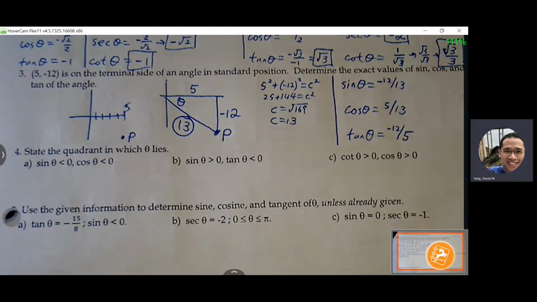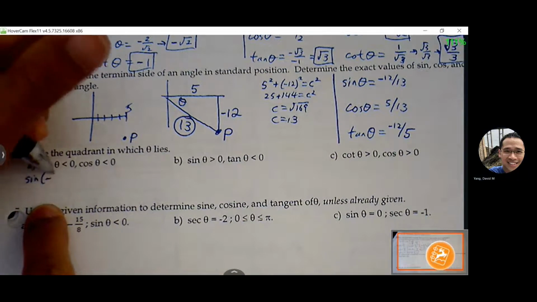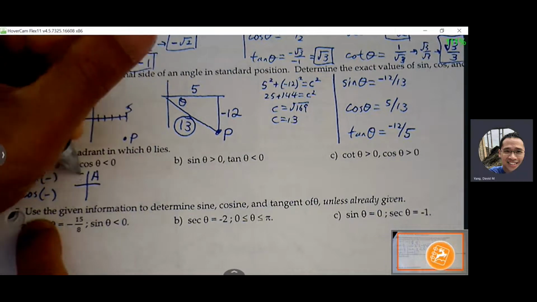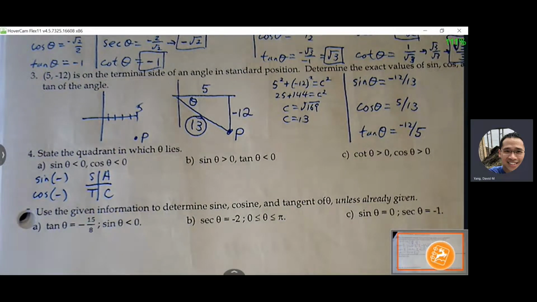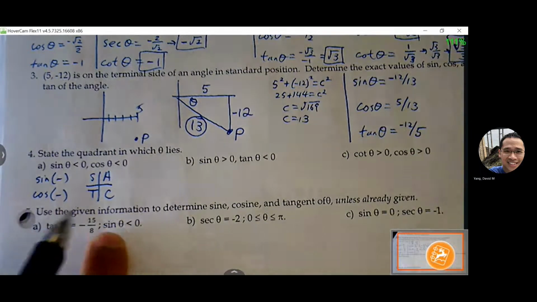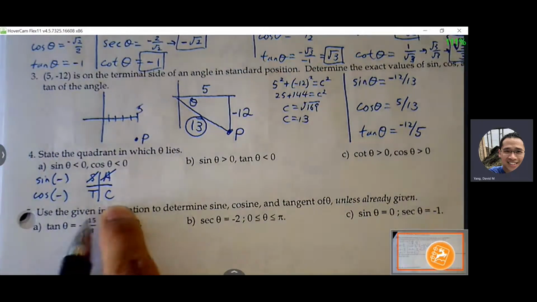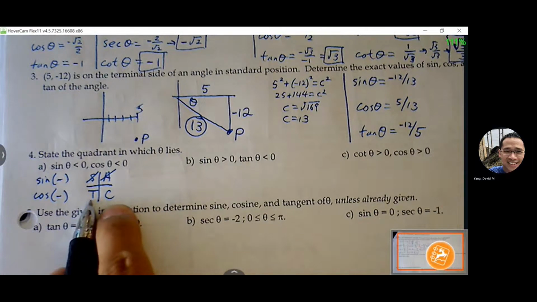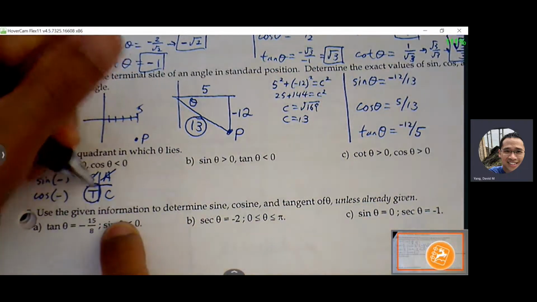Okay, number 4, state the quadrant in which theta lies. Sine is negative. Cosine is negative. Let me do this ASTC, and let's start eliminating my options. So where is sine going to be negative? 3 and 4. So I know I'm down to 3 and 4. I can remove 1 and 2. And now, just looking at third and fourth quadrant, where is cosine going to be negative? Third. So you're in the third quadrant.